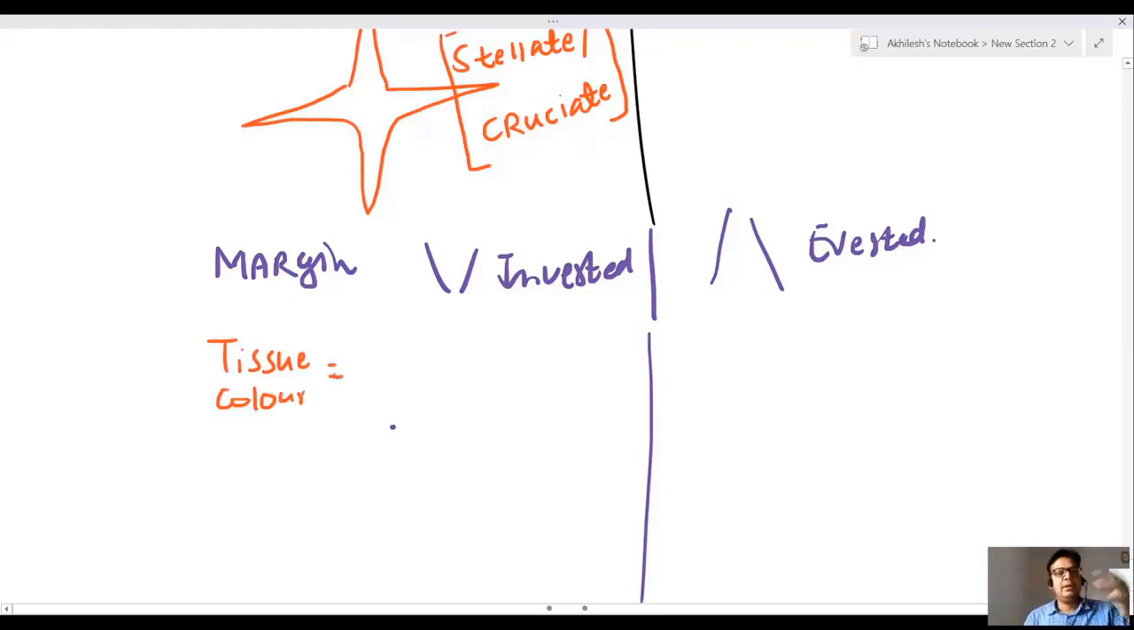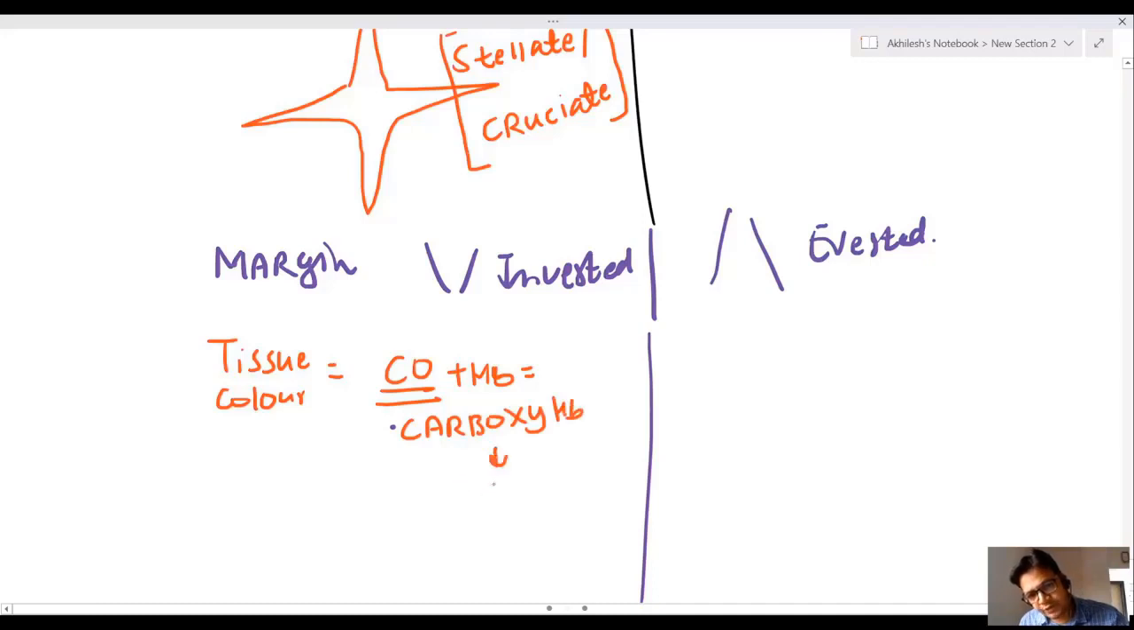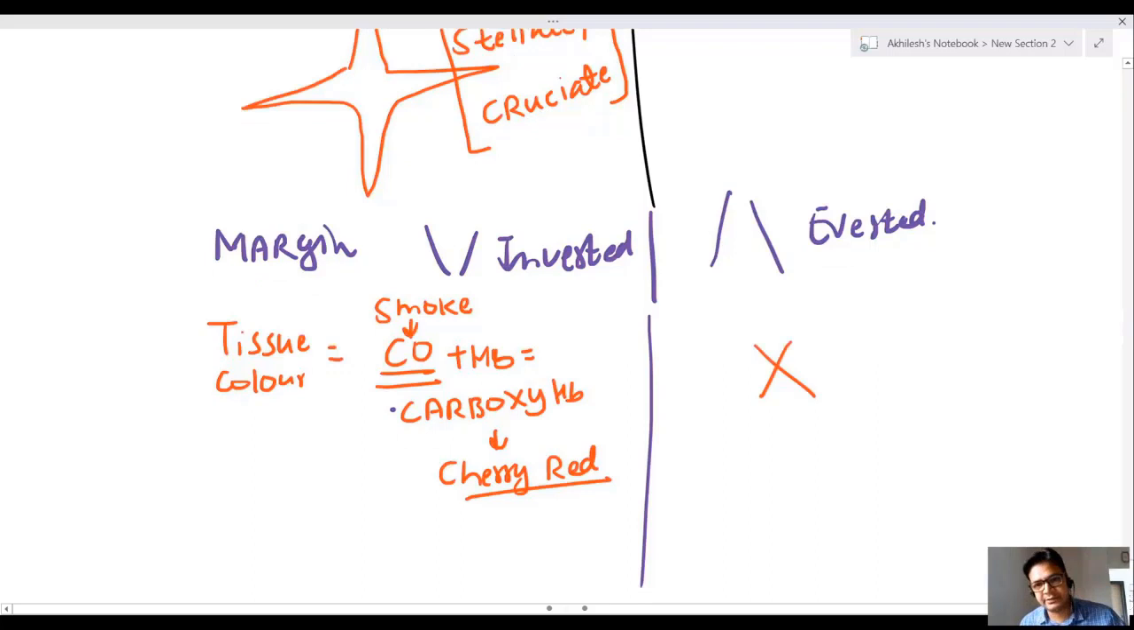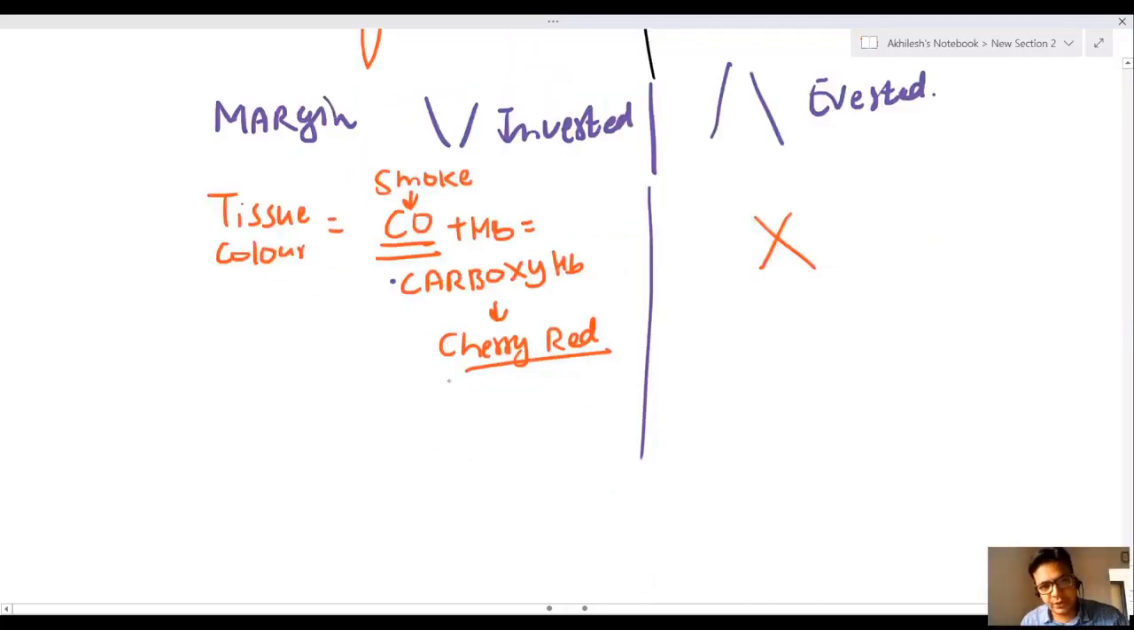See, we have smoke. Smoke has carbon monoxide. Carbon monoxide combines with hemoglobin and forms carboxyhemoglobin. Carboxyhemoglobin provides a cherry red color. So the tissue color in entry wound is cherry red because of smoke. But sir, there is no effect of smoke in exit wound, no color change. Cherry red color of tissue is in entry wound, not in exit wound.